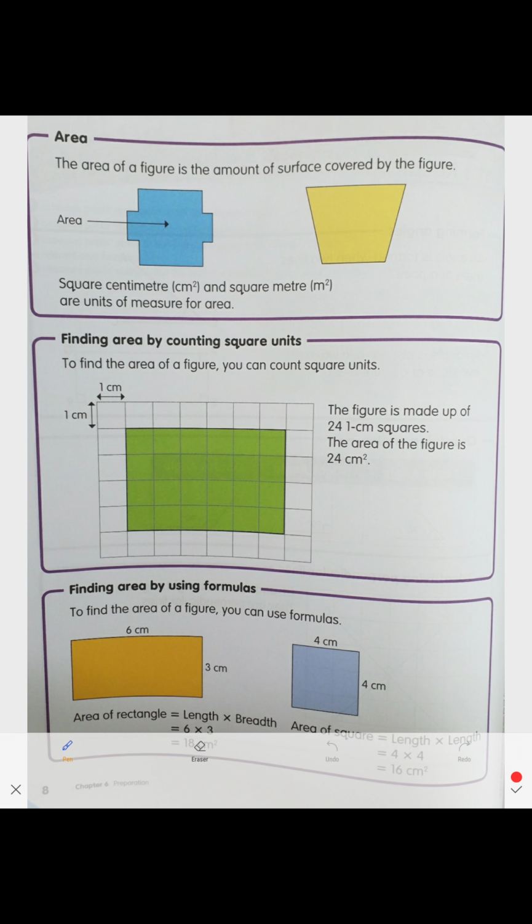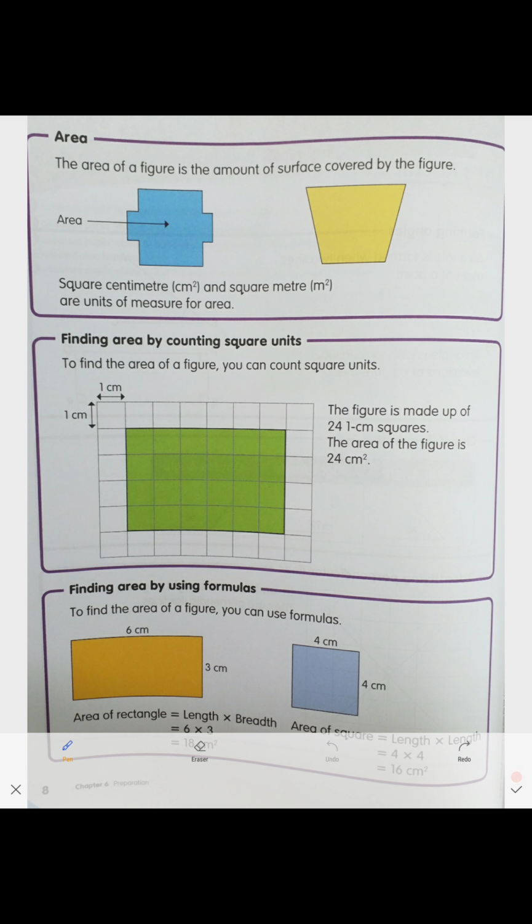Moving on, right? So the area of a figure is the amount of surface covered by the figure, right? So you have whatever figure here or here, and the surface that is covered is called area. Okay, and those are the units of the measures, how we measure the area, right? There can be square centimeters, square meters, right? So how do we find these squared units, right?